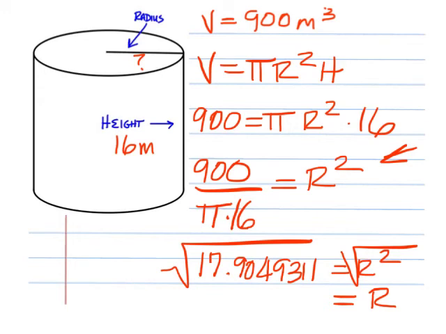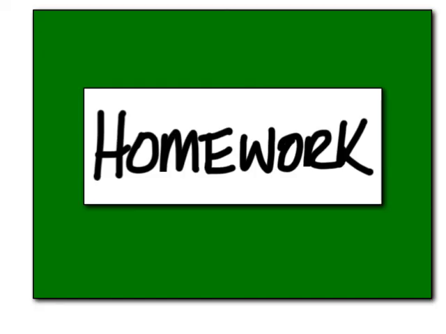And then, of course, to find the square root of that decimal, you have to put it under a square root sign in your calculator. And when you do, it is 4.23. Homework for tonight.